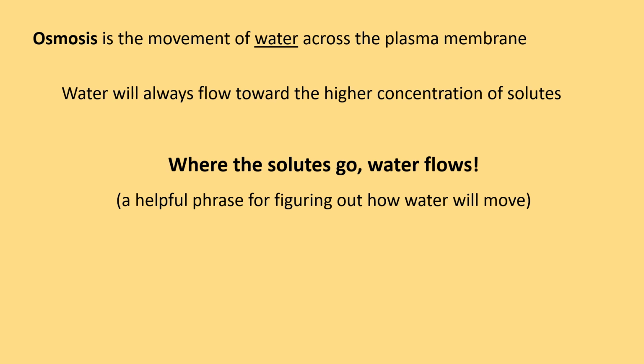Our next mechanism of passive transport is called osmosis. Osmosis always refers to the movement of water. Nothing else moves by osmosis. If you hear the word osmosis, we're always talking about water molecules moving from point A to point B. And here's a catchy phrase for remembering how osmosis works: where the solutes go, water flows. Water molecules will always move from the lower concentration solution to the higher concentration solution. So you can think about the water molecules chasing after the solute molecules or the solute particles.